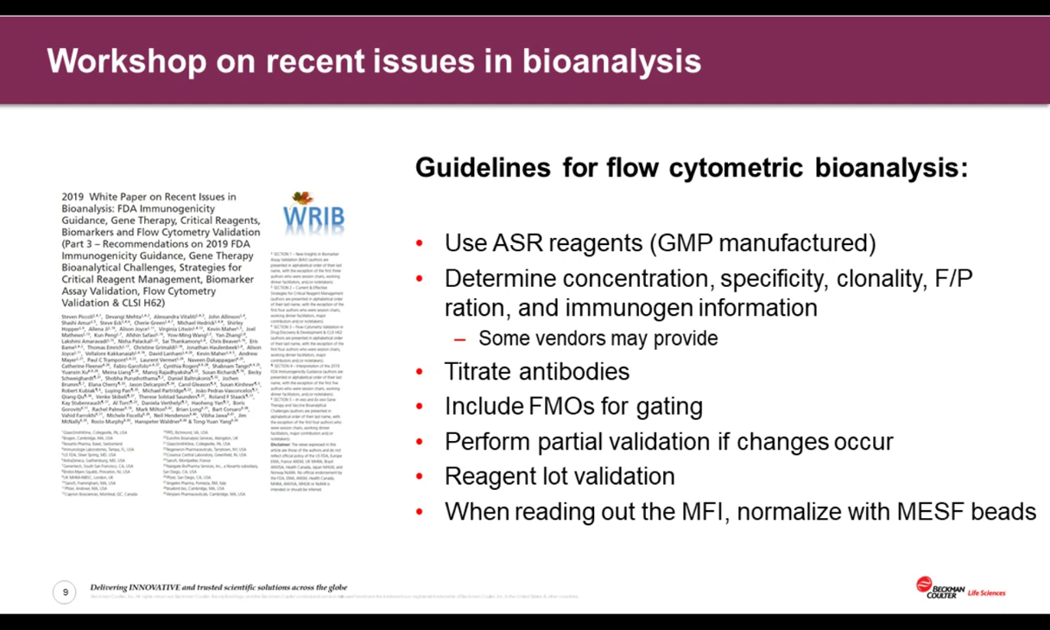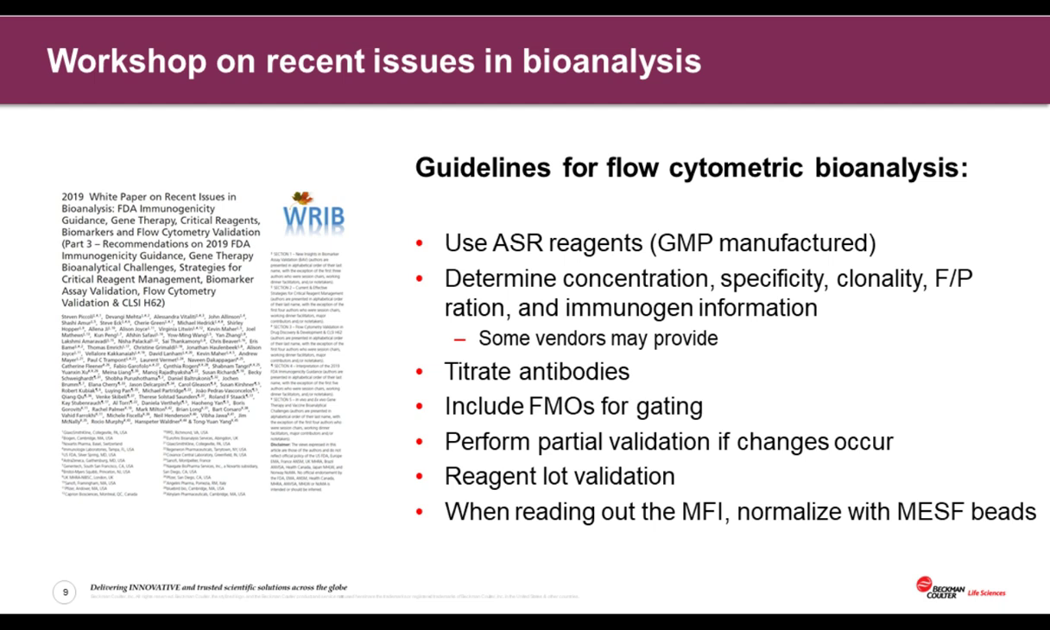The next aspect when utilizing flow cytometry reagents is to ensure that you determine the concentration, specificity, clonality, fluorescence to protein ratio, and immunogen information. When we are dealing with GMP manufactured reagents, such as ASR reagents, the vendor will provide this for you, which is very useful because it eliminates the need for you to do so. However, if you are using RUO reagents, it's critical that you have a validation and a specification for your reagents prior to starting your clinical trial.